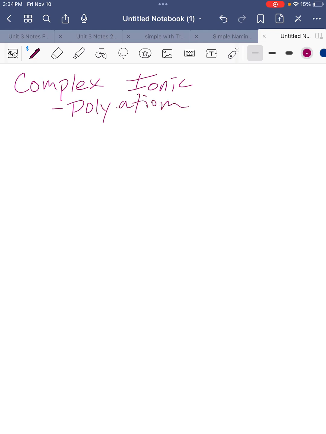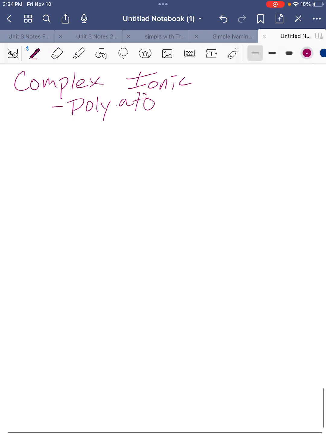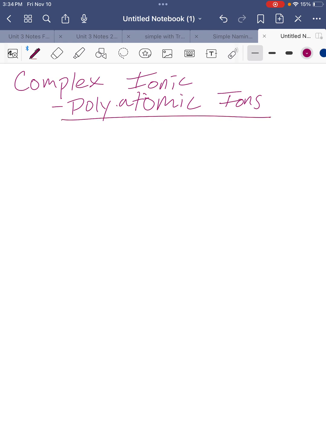And these can have, I just butchered that spelling. Let's try that again. Polyatomic ions. These can still have general, simple metals such as S and Ps, and it can also have transition metals in them. So we're going to treat everything the same way. All we're doing is adding in this idea of how do we deal with polyatomic ions.